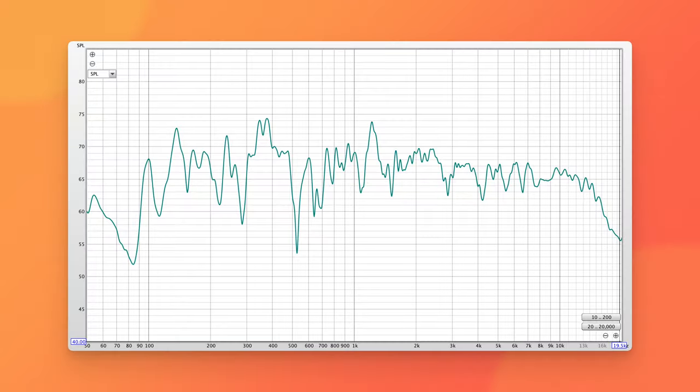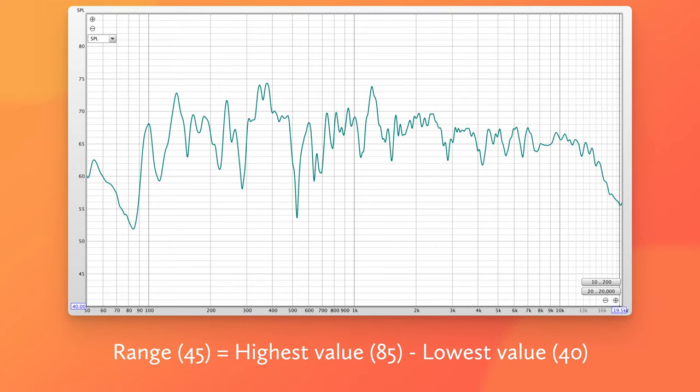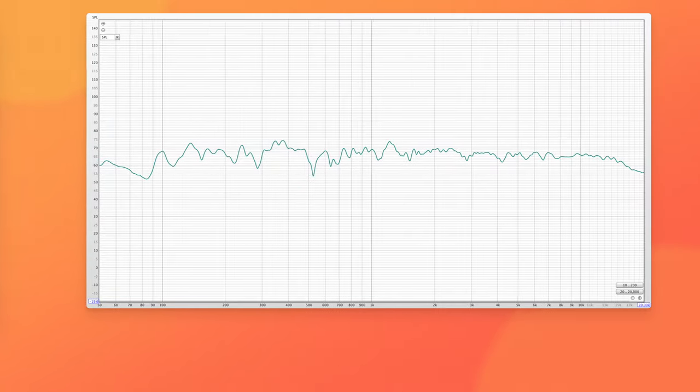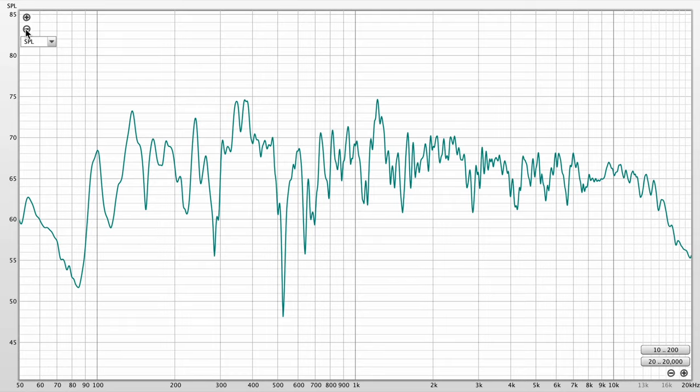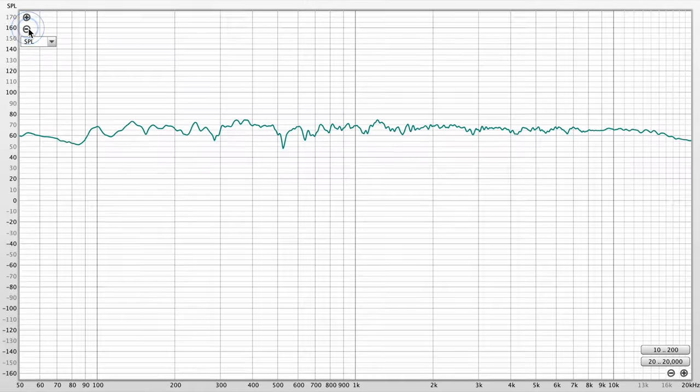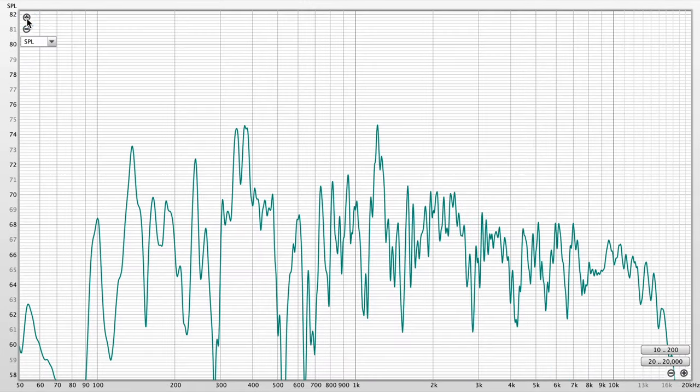You see, in this graph, the y-axis has a range of 45 decibel, while the other one has a range of 165 decibel. This means that one is more zoomed in vertically than the other, therefore making the peaks and dips much more pronounced. Here, you can see how adjusting the zoom level of the y-axis affects the flatness of the graph. Neglecting or not understanding the y-axis in a frequency response graph is probably the most common mistake people make when they first dabble into room acoustics.